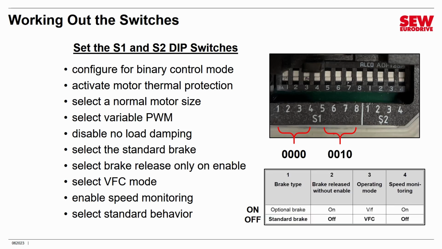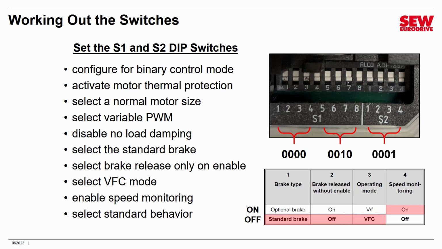Now we move on here. We're going to use a standard brake, so we leave the switch off. We don't want the brake to release unless the motor is enabled by the VFD, so we'll leave this switch off. We want VFC mode, voltage flux control, which gives better control, so we'll leave the switch off for that as well. But we do want speed monitoring, so we're going to turn that switch on. Therefore, we're going to set these switches to 0001.